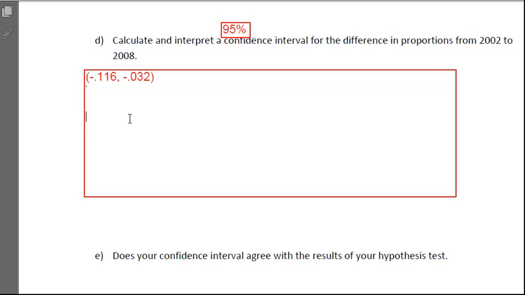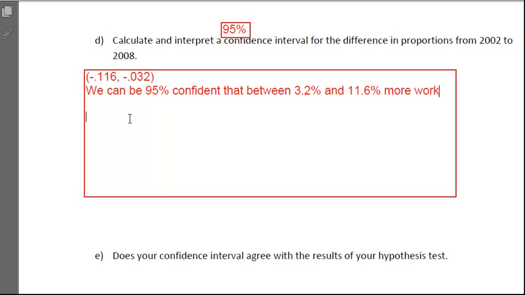And I want to make sure I state that in my interpretation. So we can be 95% confident that between 3.2% and 11.6% more workers use their computers in 2008 compared to 2002. Okay, so again, I made a comparison between the two, and I stated which year was higher. In this case, the 2008 year was higher, and I said how much, by between 3.2 and 11.6%.